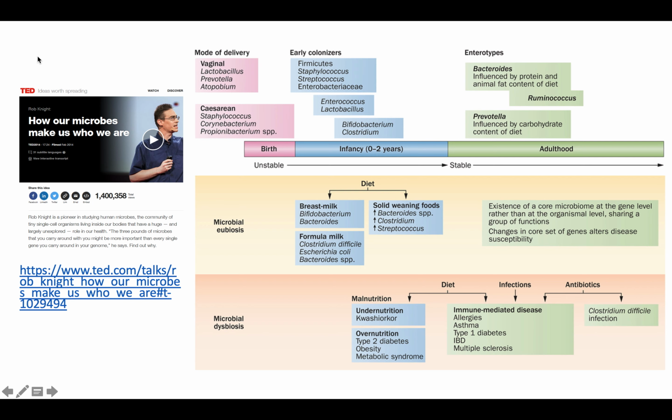Another thing, they've also found that a bad or poor diet may lead to allergies, asthma, type 1 diabetes, irritable bowel disease, and again, multiple sclerosis. Now, what is the relationship between multiple sclerosis and dysbiosis in the gut? They aren't really sure on that.